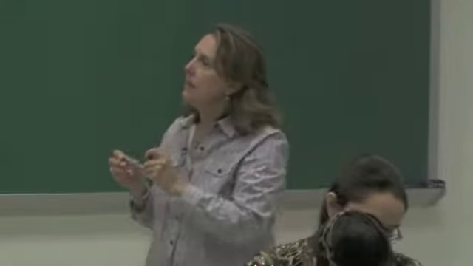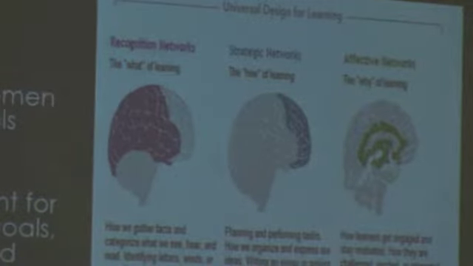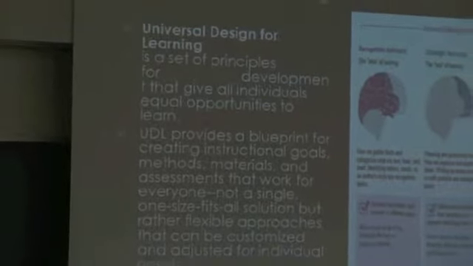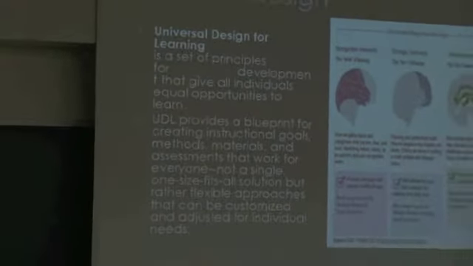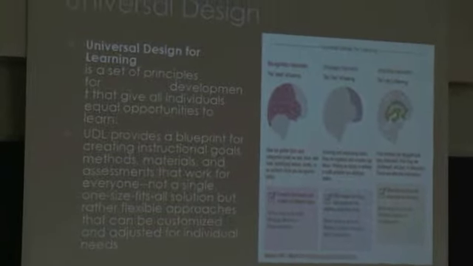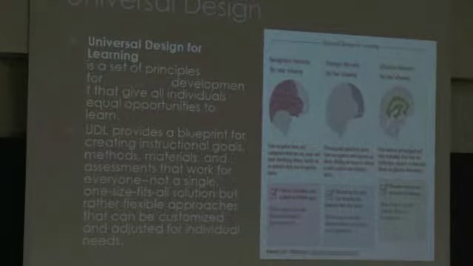Universal design has 3 principles to it, which basically looks at we're giving equal opportunities for all students to learn. It provides a blueprint for creating instructional goals, methods, and materials and assessments that work for everyone, not just one size fits all. And it's got flexible approaches so that if one student doesn't get it this way, we're going to try to help them get it in a different way, okay?